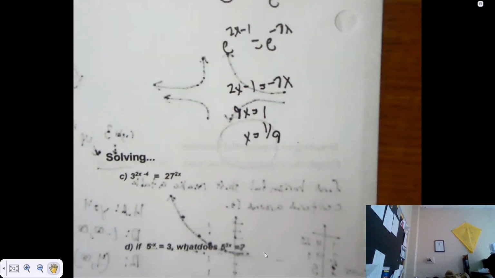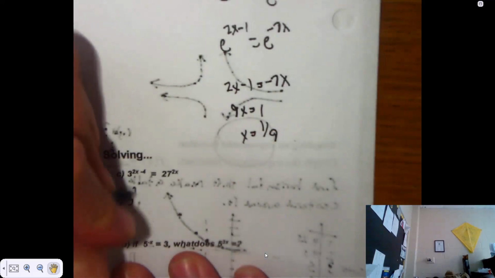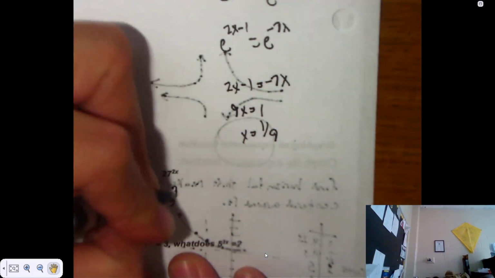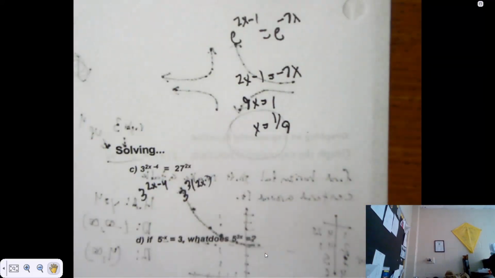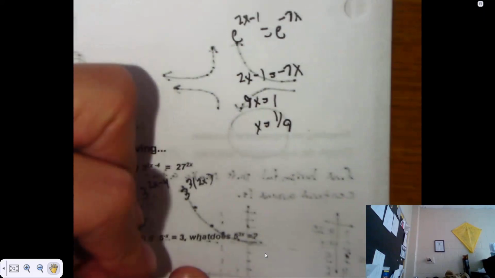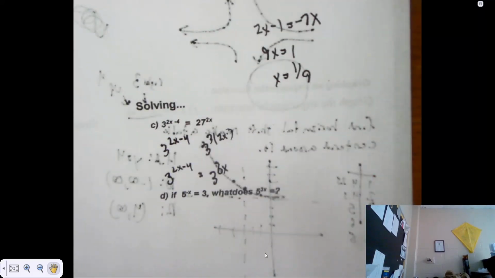Look right underneath this one at C. What's your common base going to be? 3, right? 27 is 3 to what power? Cubed. Now what you have to do is you have to write it like this. 3 cubed, parentheses, 2x. Because you're moving it up through multiplication, right? What's that 3 times that twice x? 6x. So 3 to the 2x minus 4 equals 3 to the 6x, and you should be able to take it from there. You'd say 2x minus 4 equals 6x, and you'd be done with it. 2 steps.